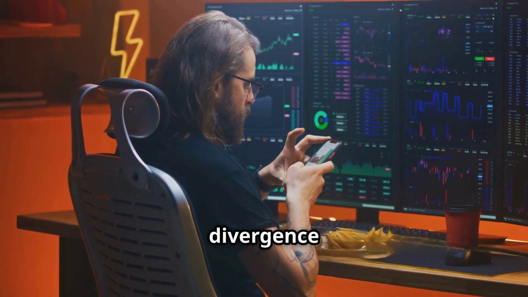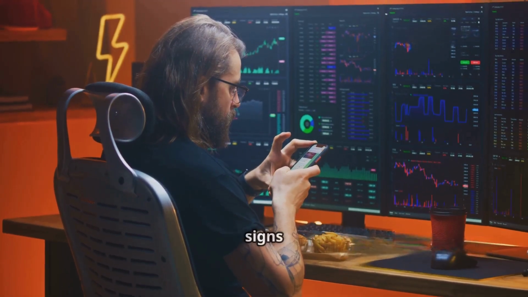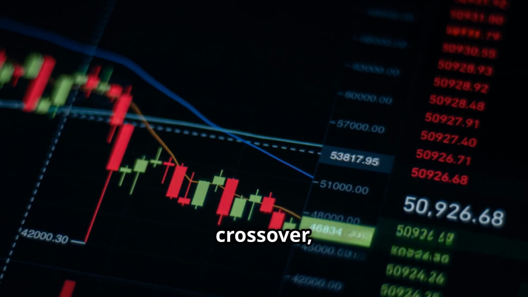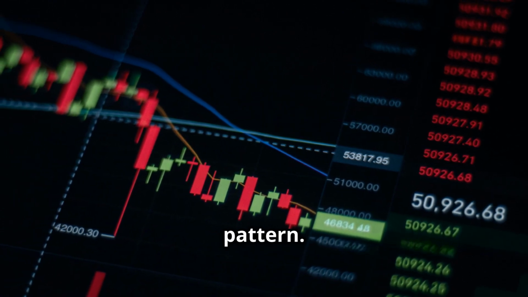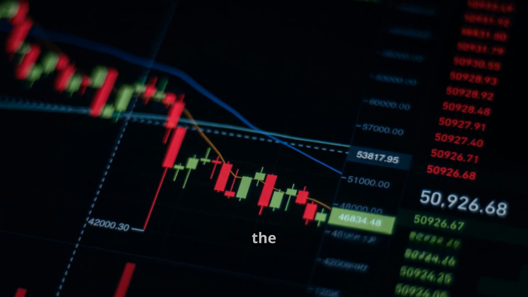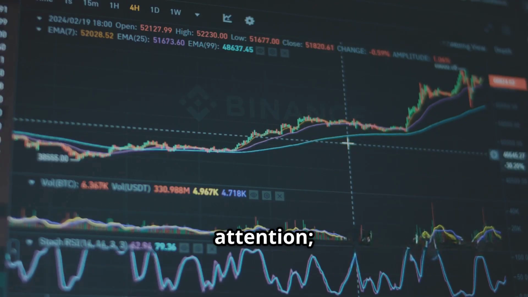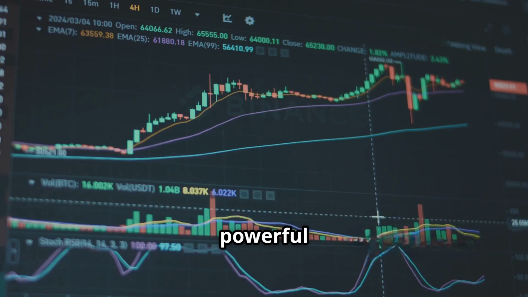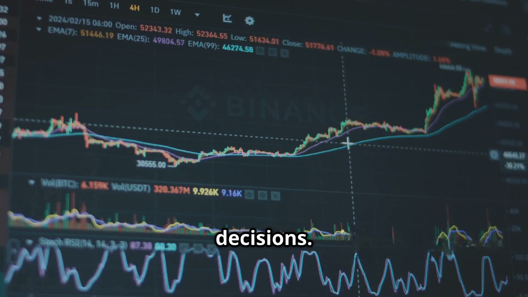This means that while divergence can alert you to a potential change, it's important to look for additional signs before making a move. Confirmation could be a MACD crossover, a break of a key trend line, or a candlestick reversal pattern. These additional signals help validate the divergence and increase the likelihood of a successful trade. Divergence tells you to pay attention, confirmation tells you to act. Together, they form a powerful combination that can significantly improve your trading decisions.